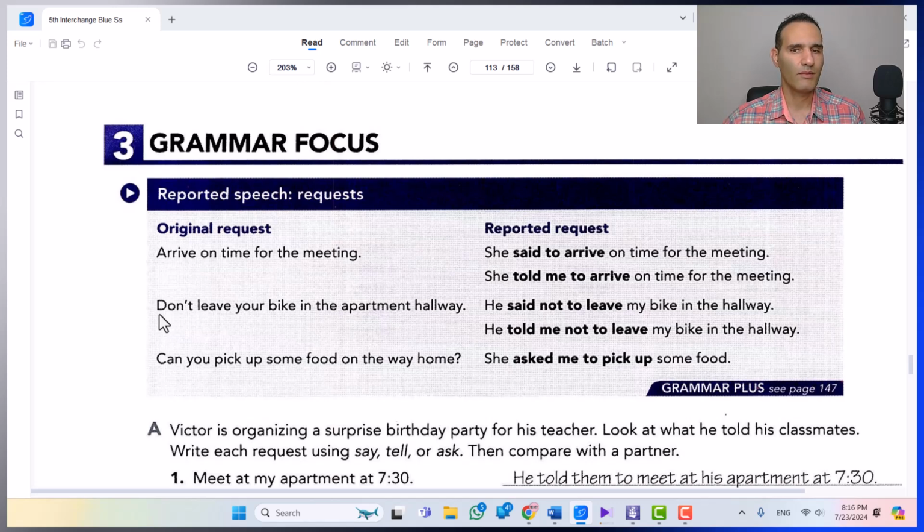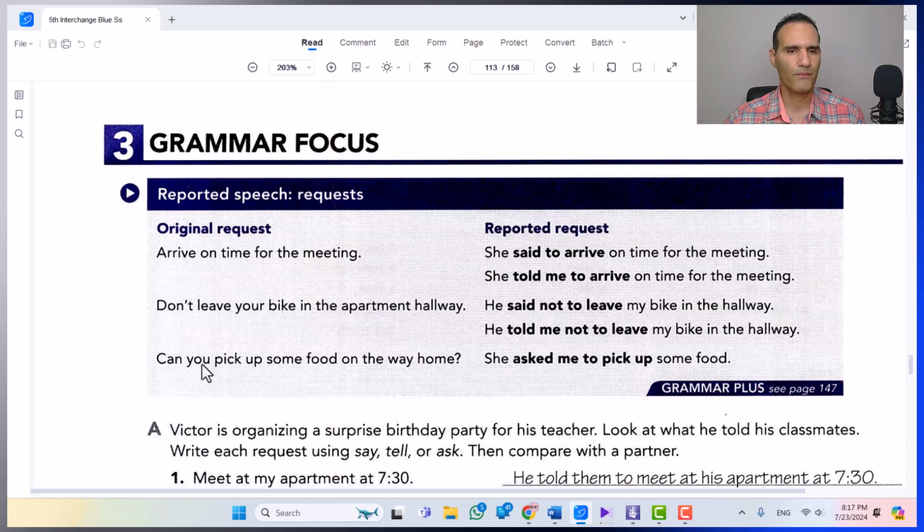Again, she's telling me, or he's telling me, don't leave your bike in the apartment hallway. Imperative, order, request, starting with a verb, and negative. What did he say? He said not to leave my bike in the hallway. He told me not to leave my bike in the hallway.